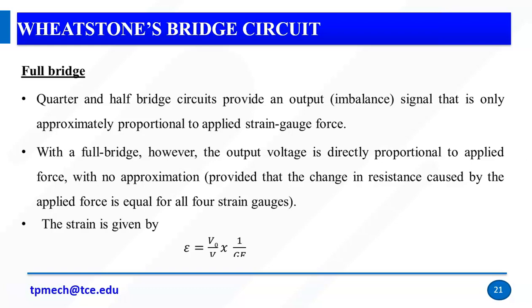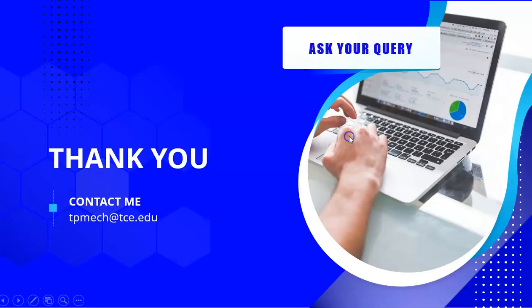So the strain is measured by V0 by V for the full bridge: 1 into V0 by V into 1 by GF. The 1 we don't write explicitly. So V0 by V into 1 by GF. This is the full bridge circuit. Right, so these are the two working principles.